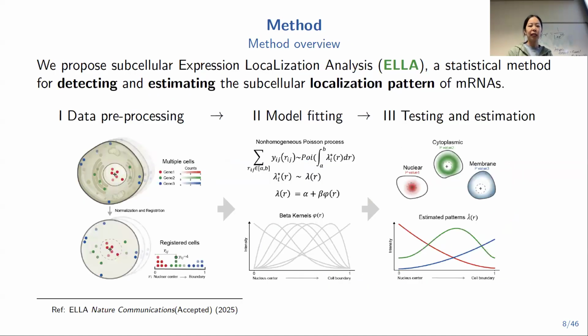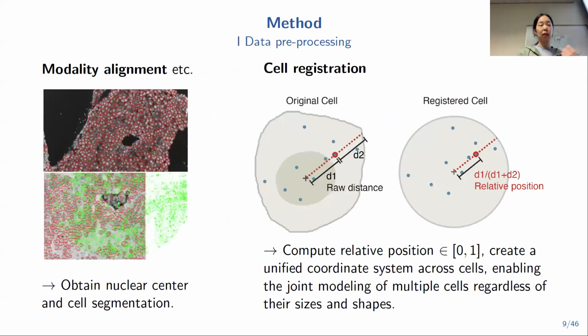So our method mainly consists of 3 steps. The first one is data preprocessing, because we just introduced the data we got as kind of the 2 matrix structure, but how can we process them to make them become the input of our proposed model. And the second step is fitting our model. And the third step is testing, like if this gene has the pattern, and also have the pattern there for us to do more downstream validation. And let me introduce these steps one by one.